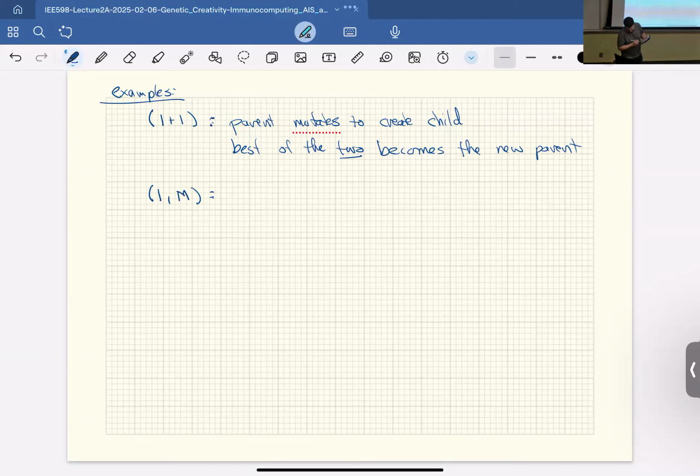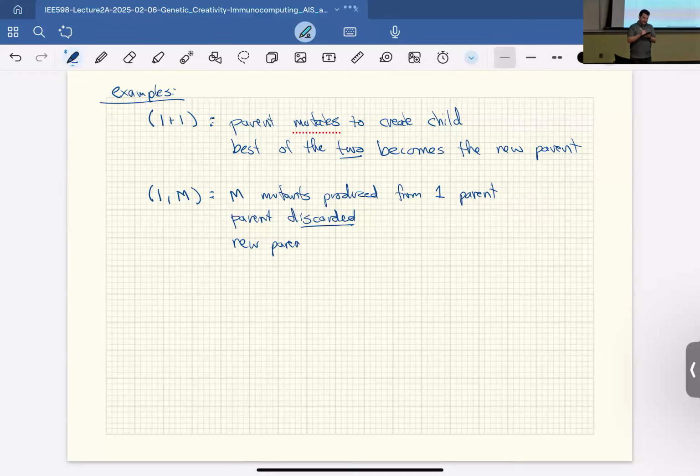then here we're saying that there's M mutants produced from one parent. And then to figure out who the next parent is, you only look at those new mutants. You don't look at the old parent. So the parent is discarded, and the new parent is the best of M mutant offspring.